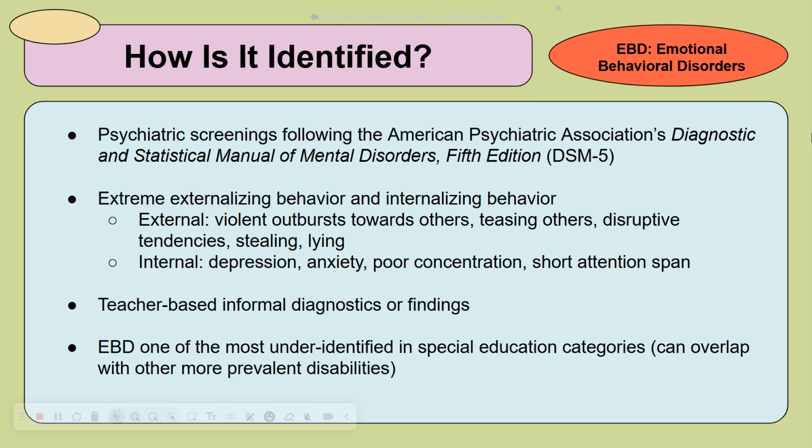Because these are a lot of teacher-based informal diagnostics or findings, sometimes the students aren't getting all of the help that they need. In fact, emotional behavioral disorders are one of the most under-identified in the special education categories. This is due to not being able to see everything that's happening within a child's head, but also, like I mentioned before, there is a lot of overlap with emotional behavioral disorders and other disabilities, where the other disability is more prevalent than this one.